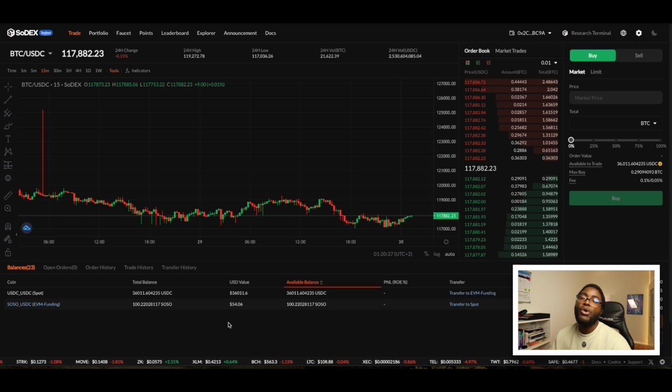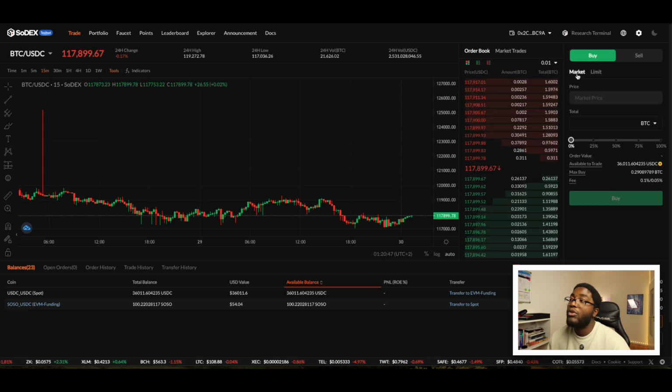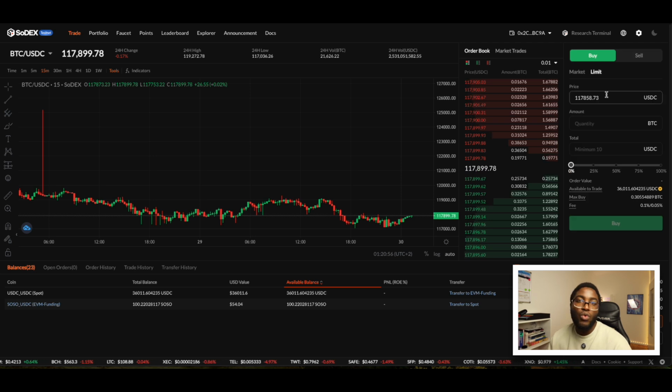Now, this is just spot, so all you're doing is buying and selling. The two most important things you need to watch out for are market and limit. So you can buy using the market, which means buying at the current market price, taking the market price that is there when you click on buy. And limit is where you can set the price you want to buy at.